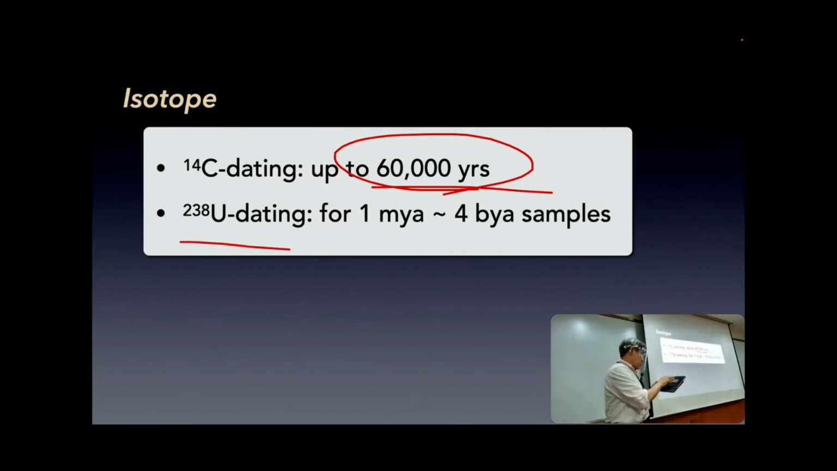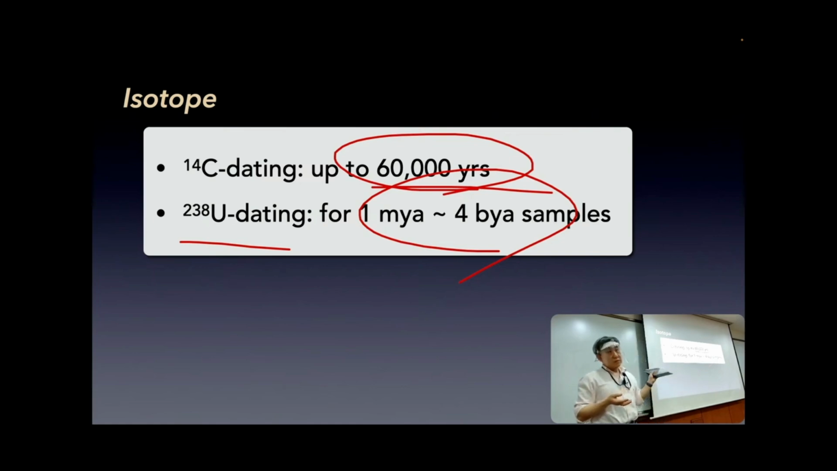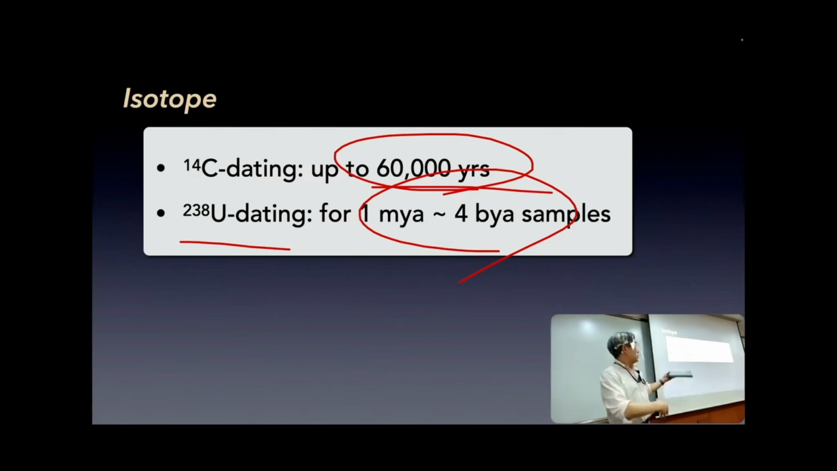In the case of uranium, you can even test materials up to 4 billion years old. So you can use uranium in testing the age of some rocks, even old rocks that must have formed in the early days of this earth. You can also do that.